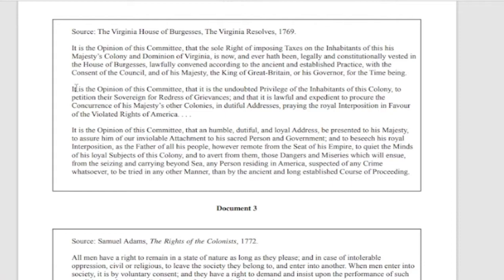"It is the opinion of this committee that this is the undoubted privilege of the inhabitants of this colony to petition a sovereign for redress and grievances, and that it is lawful and expedient procedure to the concurrence of His Majesty's other colonies in dutiful address, praying the royal interposition in favor of the violated rights of America." Oh boy, that's a lot of fancy words. Well, petition for redress, that's the phrase that's in the Declaration. That phrase is in the Bill of Rights. That's a petition for redress of their government. I think that's in the First Amendment, actually.